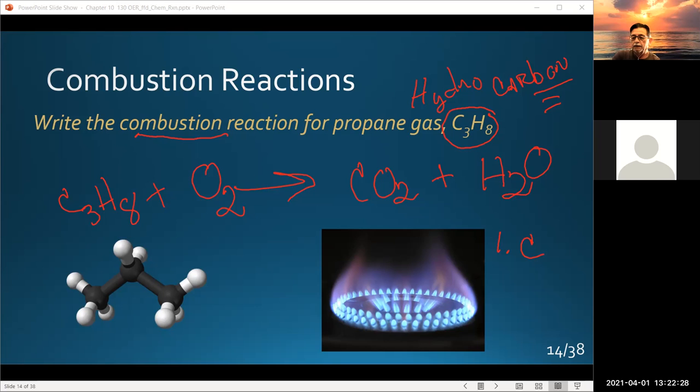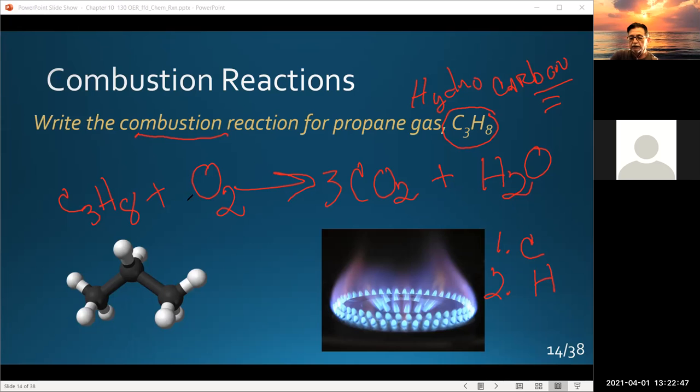Okay. So you notice here, I got 3 on the left, I got 1 on the right reactant. So I balance the carbon first. So I got to put a 3 there. Okay. Then I balance the hydrogens.